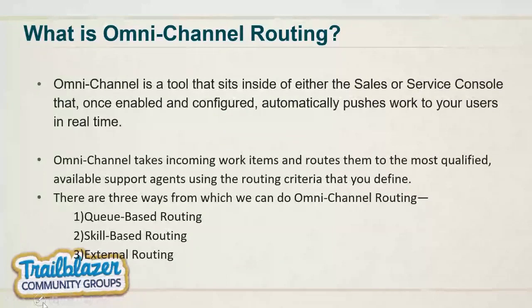So omni-channel takes incoming work items and routes them to the most qualified available support agents using the routing criteria that we define. So it can be configured in three ways. First being queue-based routing, second being skill-based routing, third being external routing. For those who do not know what queue-based routing does, queues will be assigned to multiple agents. So one queue of multiple agents will be working on it. Any case that is assigned to that particular queue will be given to the agents that are in that queue.